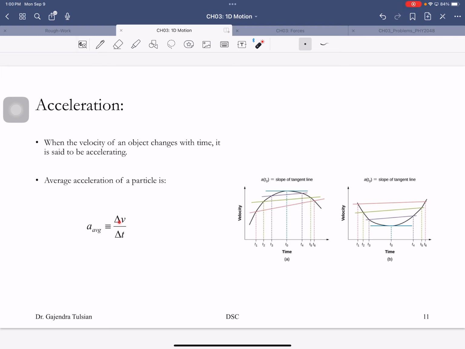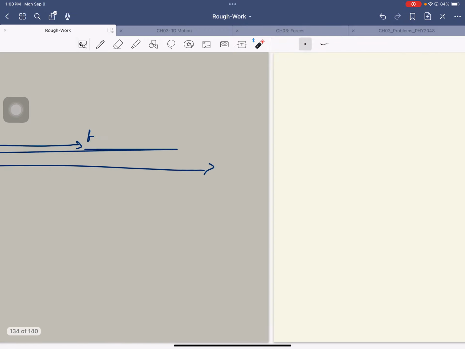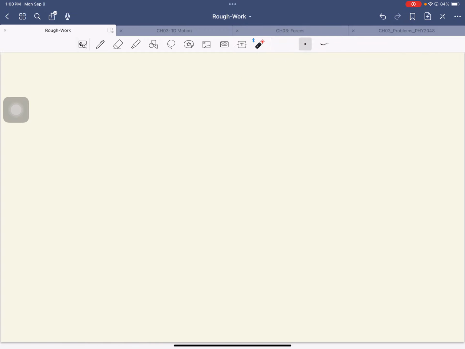And again, velocity is a vector, change in velocity is a vector, time is a scalar, vector divided by a scalar is a vector, and so on. All right, so let's make sure we understand it intuitively and pictorially. These are velocity vectors.